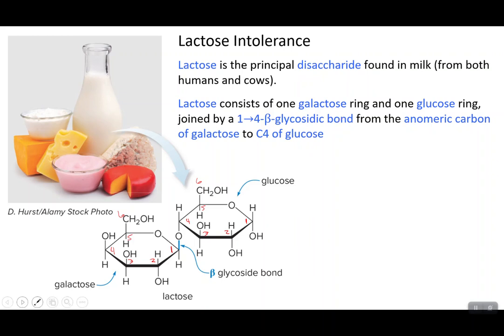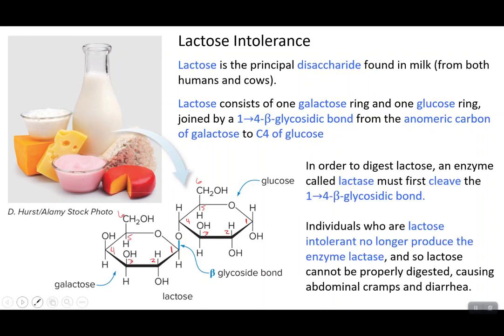Well, in order to digest lactose, we have to hydrolyze this disaccharide into its constituent parts, into its monosaccharides. And this is done in the body by an enzyme, which we're going to learn about in the section on proteins. It's done by an enzyme called lactase. Okay? And this is the one that's responsible for cleaving this glycosidic bond here.